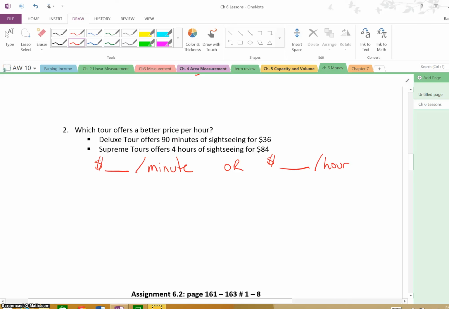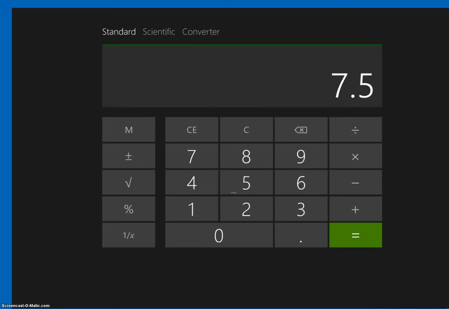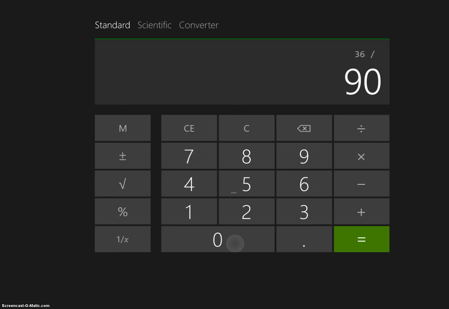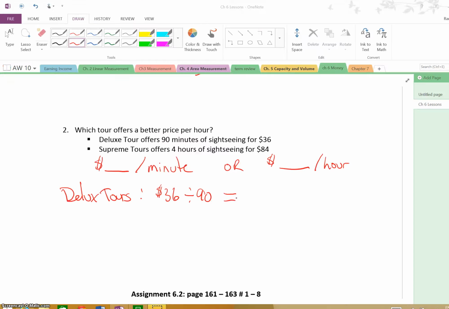So I'm going to actually do both of them just so you can see. Okay, so let's do Deluxe Tours first. Let's find out what the cost is going to be per minute. So that means I want to divide both of these by 90. So I'm going to take my $36 and divide it by 90, which is 40 cents per minute.